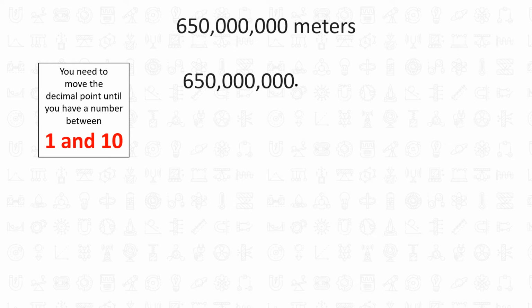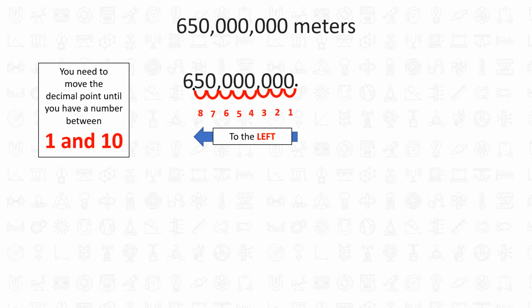So it's on the right side there. Let's go ahead and move it to the left. To the left, 1, 2, 3, 4, 5, 6, 7, 8 times. So it moves between the 6 and the 5. So 6.5 is a number between 1 and 10. Okay, 8 decimal places. So that's 8 places from the right to the left.